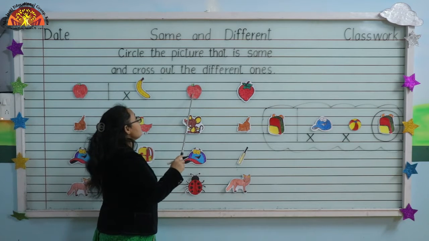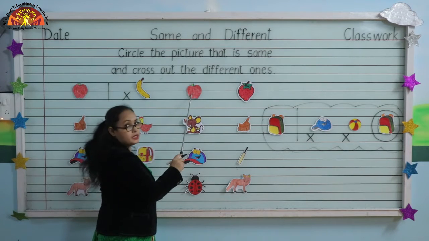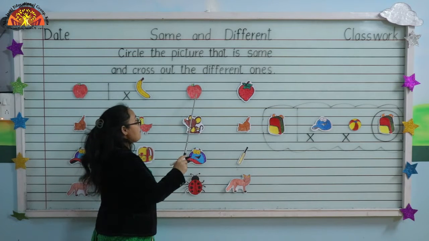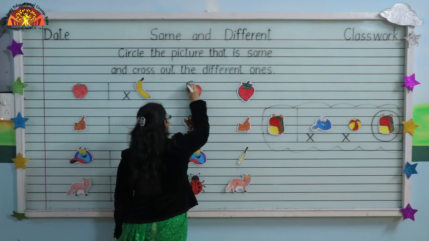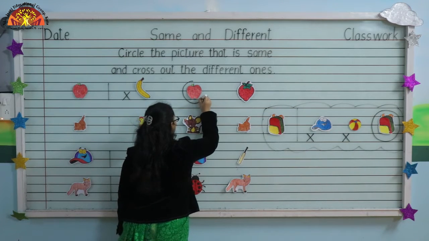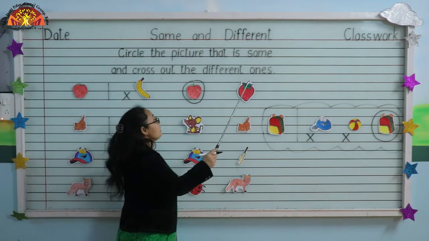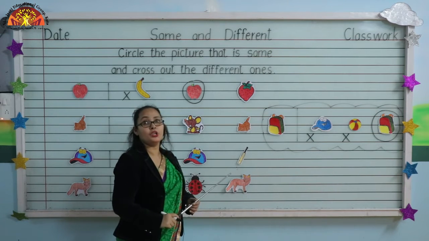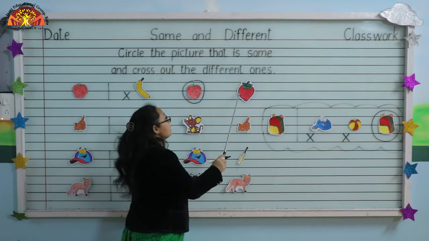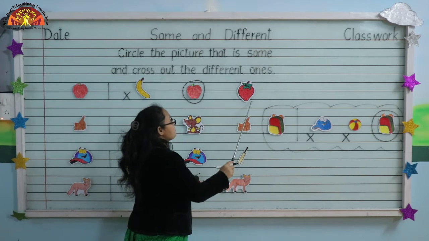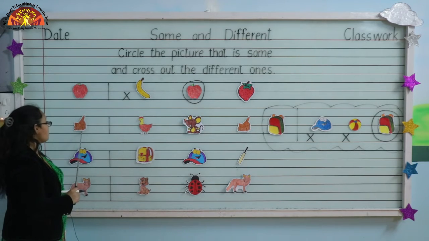Kids, is this a same picture? Yes, this is same. It is an apple. So kids, circle the picture that is same like this. Kids, is this a same picture? No, this is a strawberry and it is different in size. Move to next picture.